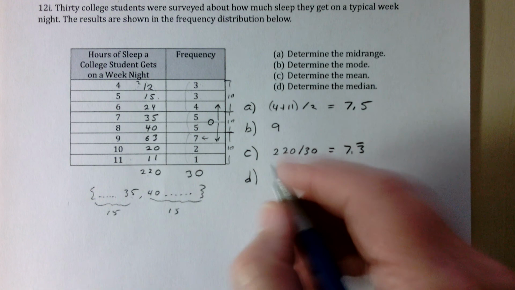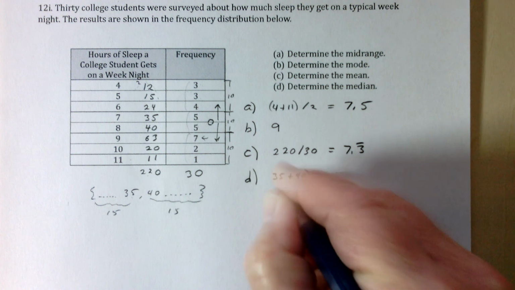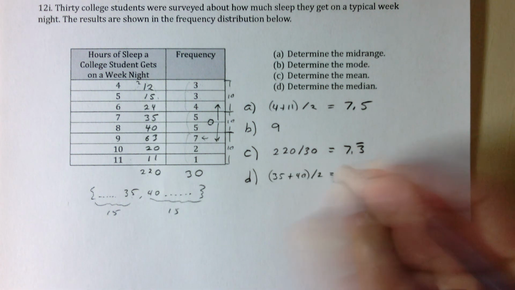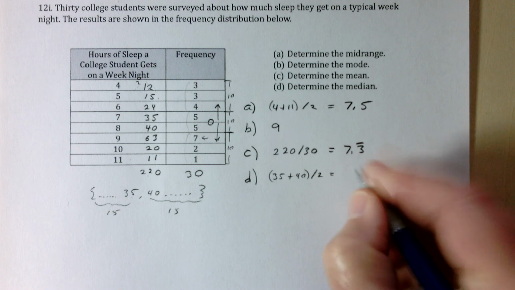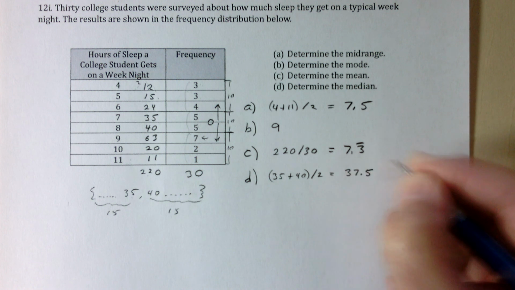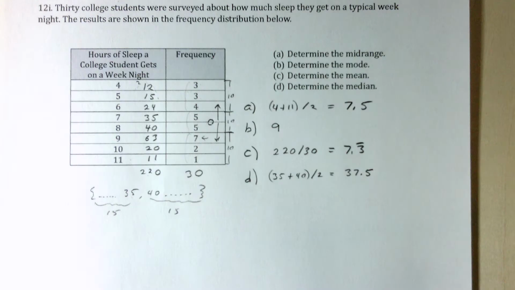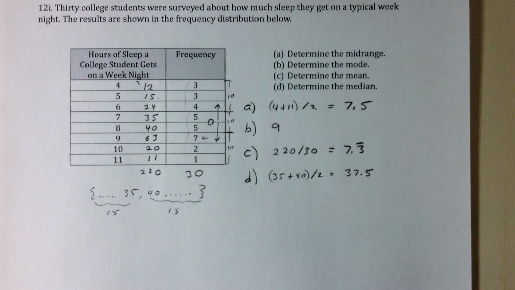And basically that's 35 plus 40 divided by 2, which is 37.5. And that's the median. And that's all there is to calculating those. You just have to know how to read this table and then how to take advantage of the fact that they've organized this data for you and made a lot of these calculations pretty simple. So there you have it. Question number 12. That should be a pretty easy one.